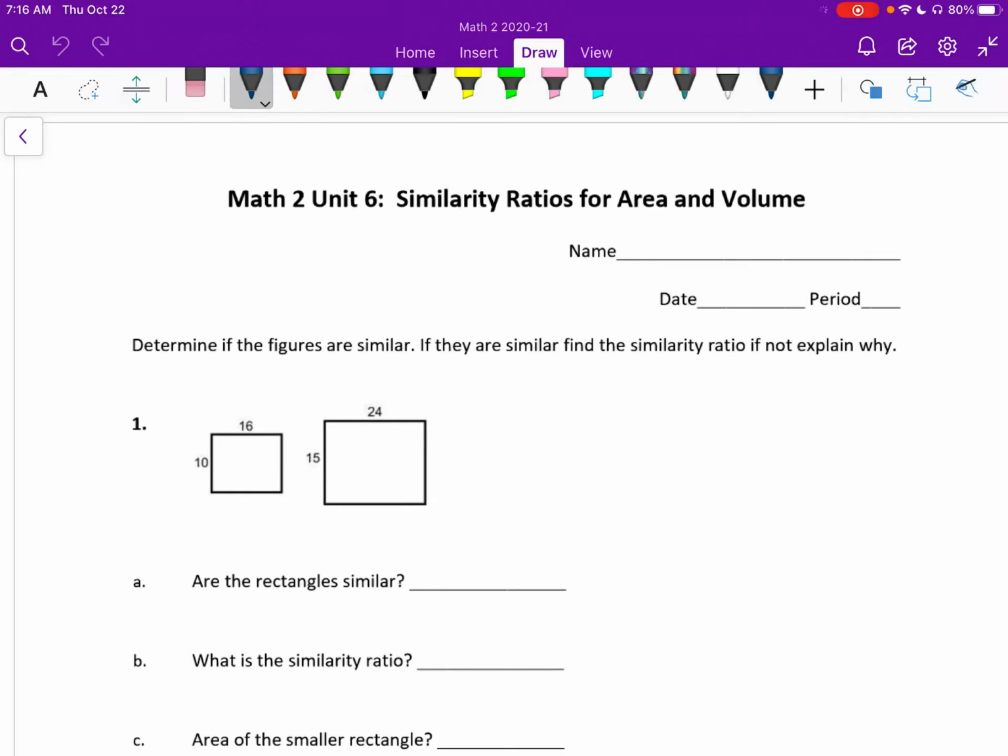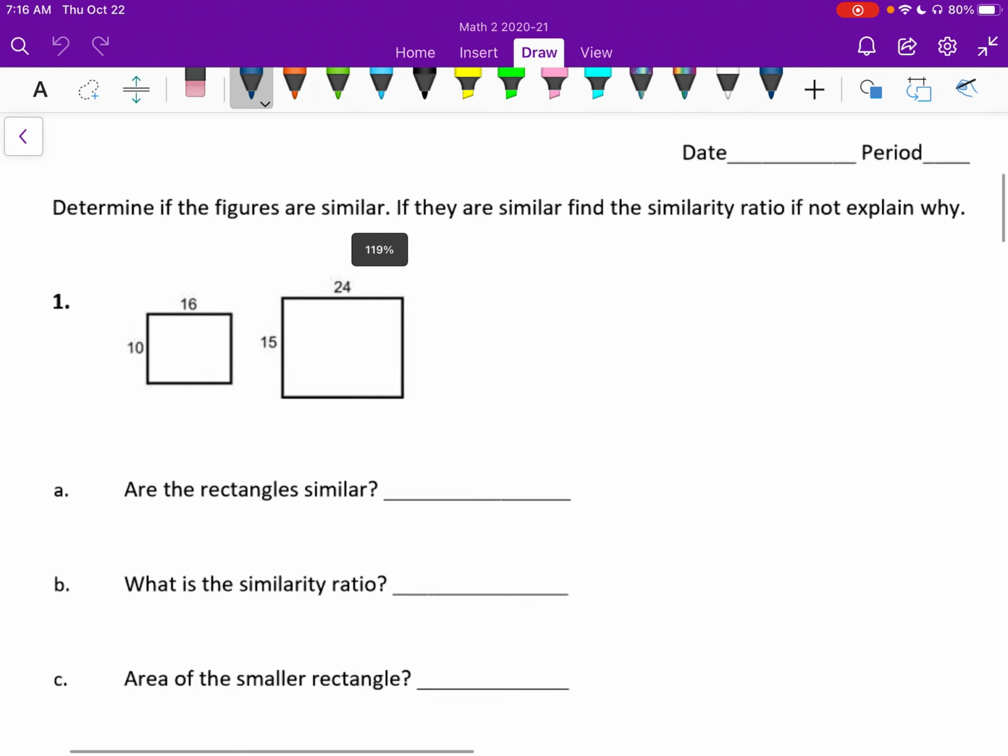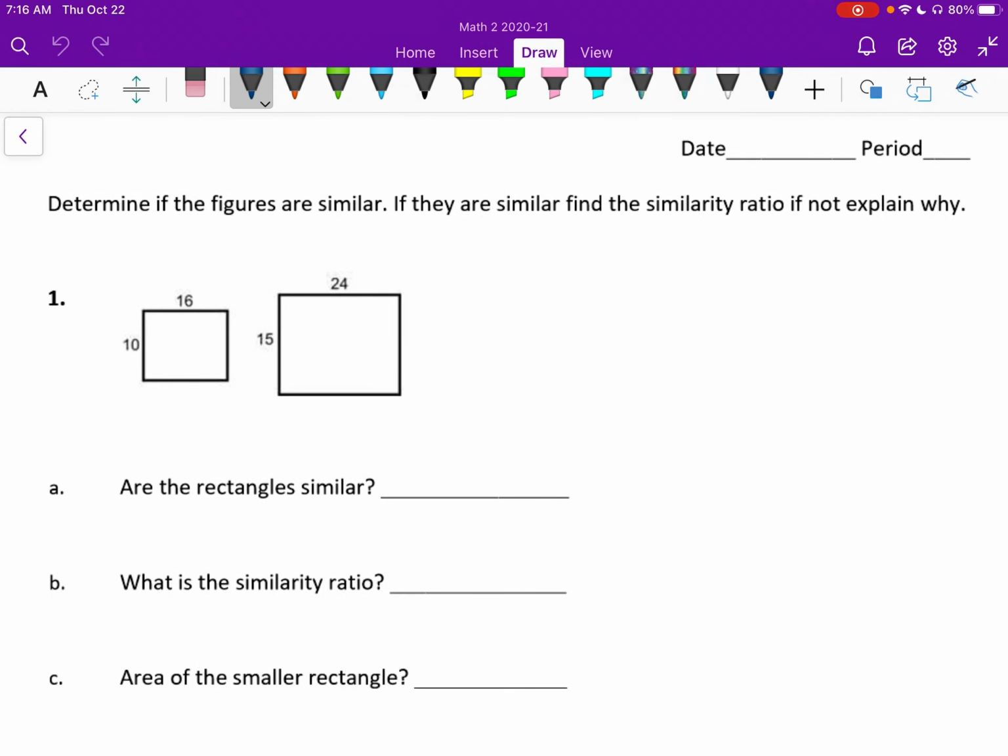All right, Math 2, Unit 6, Similarity Ratios for Area and Volume. What we're going to be looking at here is whether we can find any special relationships between the similarity ratios of the two shapes, whenever you consider side to side versus area to area versus volume to volume. For starters, the directions say determine if the figures are similar. If they are similar, find the similarity ratio, and if not, explain why.